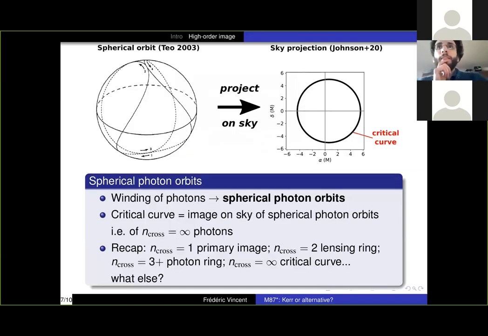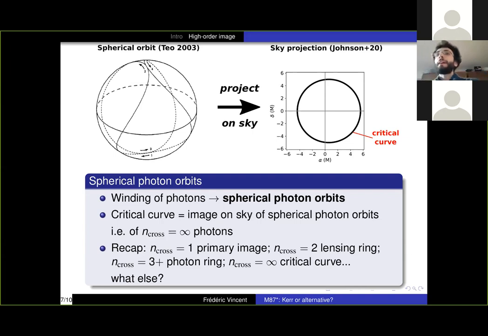So this slide is maybe a little bit technical, but I will try to make it simple. If you want to go one step further in the definition of this highly lensed region, you have to think about some particular photon orbits in black hole spacetime, the so-called spherical photon orbits. These spherical photon orbits were introduced by Teo in 2003. So it's not so old, as you can see, this notion. And the left plot here is showing one of these typical photon orbits. You see this photon, which is indeed traveling along a sphere, so at constant radius. But you see that it's not following a circle. The phi and theta motion are very complex, but it's at constant radius.